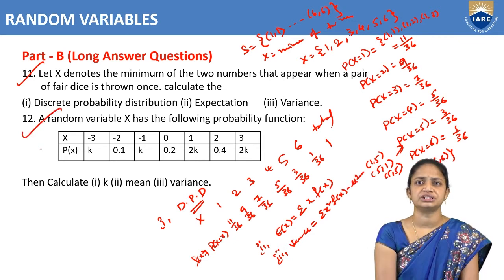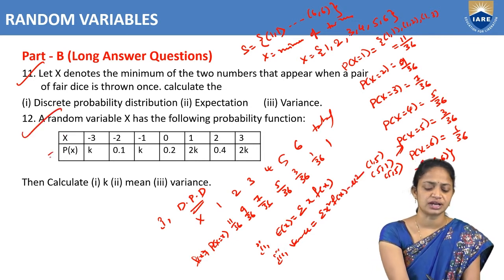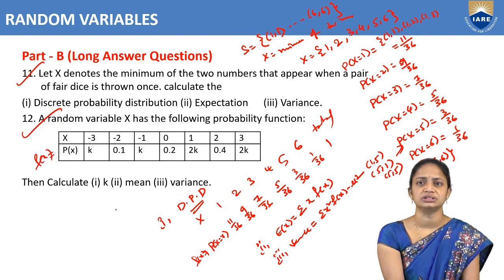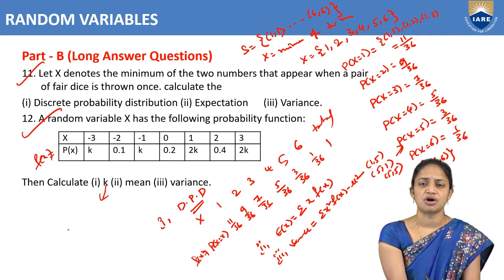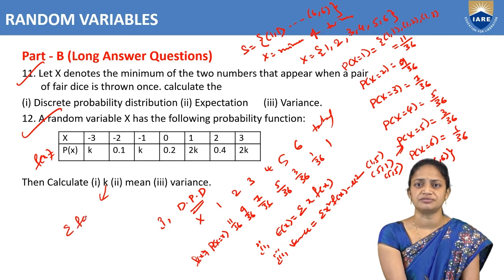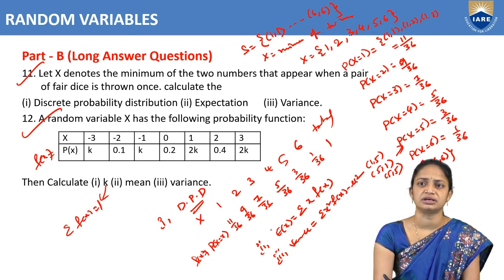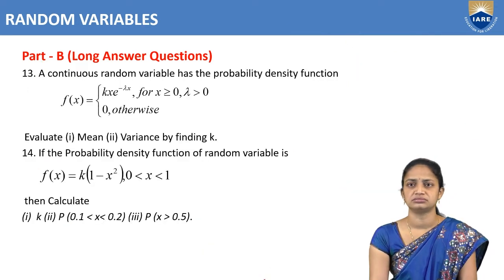Coming to the next question, here they have given the x values and f(x) as the p values. We have already discussed how to find the k value: by using summation f(x) equal to 1. The mean is the expectation of X, with this formula, and the variance is this formula.